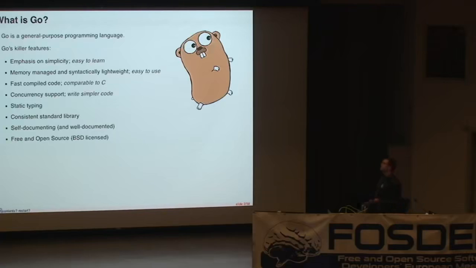I've got a list of its killer features here, the things that make it special in combination. First of all, it has a strong emphasis on simplicity in its design. It's very easy to learn. All of the language features are very simple in and of themselves, and they're also orthogonal. The way that the language features interact is very easy to predict and very simple to understand.